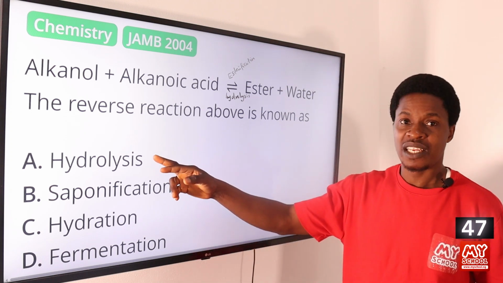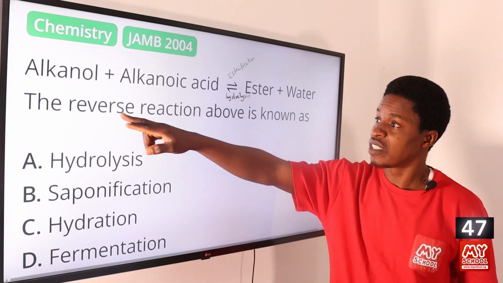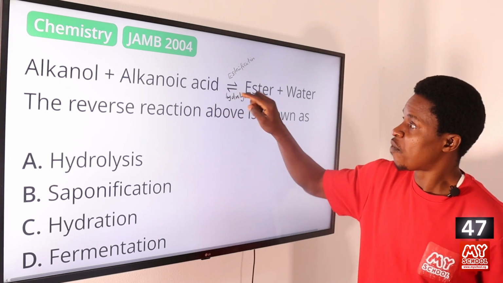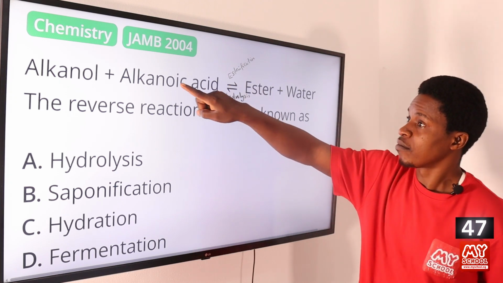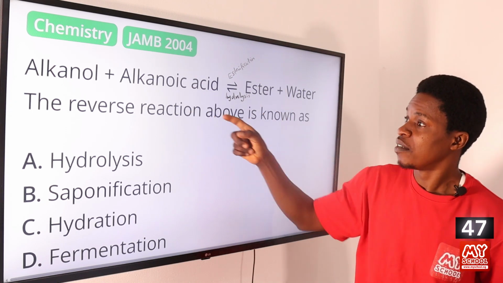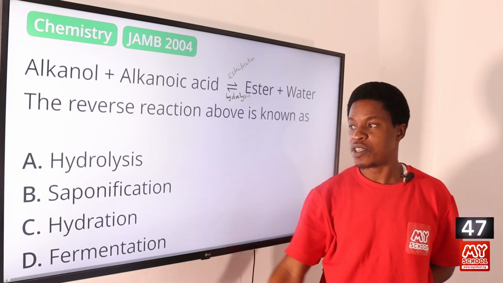Option A looks like what we just said, hydrolysis, because the question says the reverse reaction above is known. So the forward reaction is esterification, alkanol reacts with this to form ester and that, but the reverse reaction is hydrolysis. Option B says saponification.